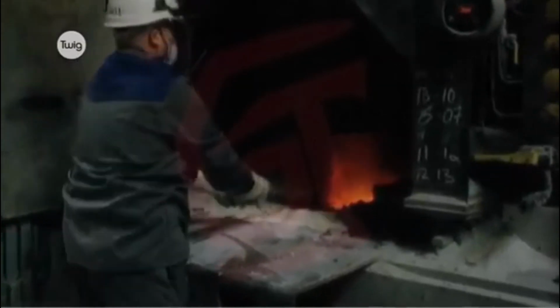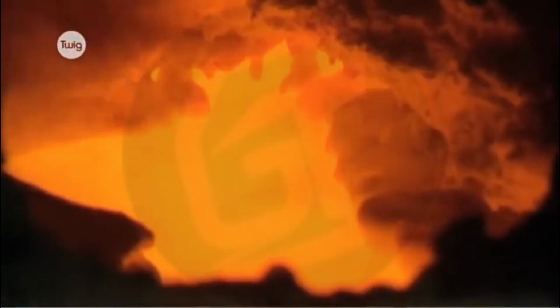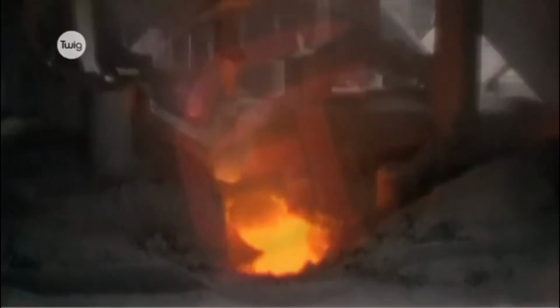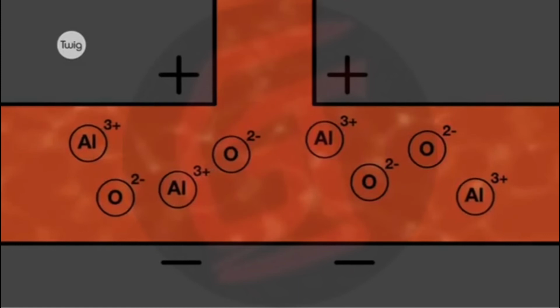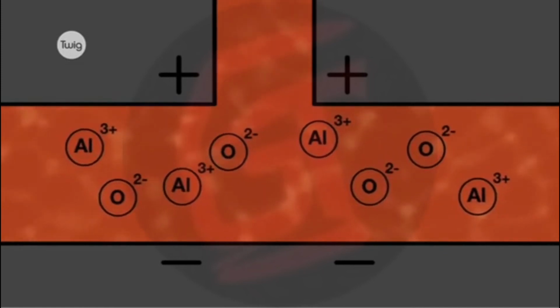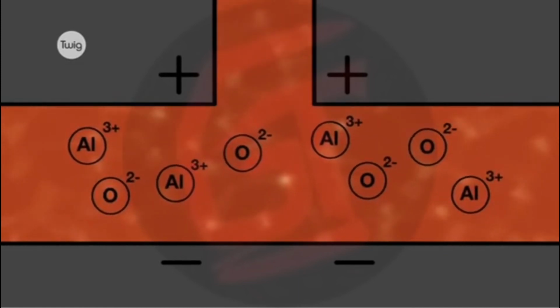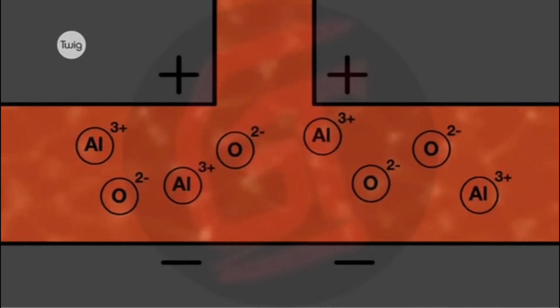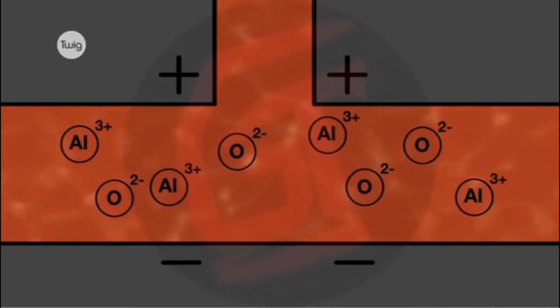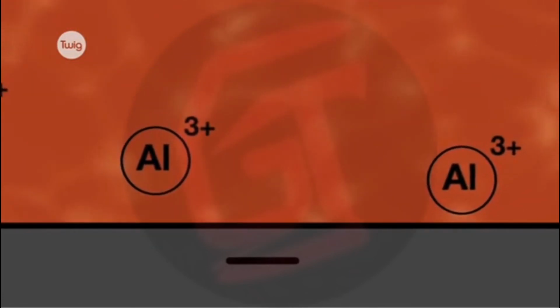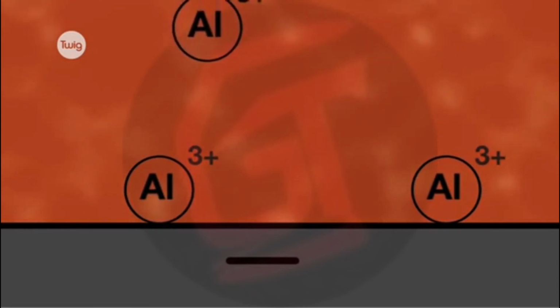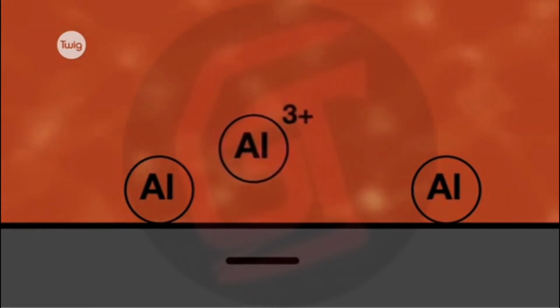The compound is placed in electrolytic cells, which raise the temperature to about 1000 degrees Celsius. These use enough electricity to power a small town. This melts the aluminium oxide, freeing the positively charged aluminium ions and negatively charged oxide ions. As a current is passed through the electrolytic cell, the positive aluminium ions are attracted to the negative carbon cathode, where they gain electrons to form aluminium atoms.